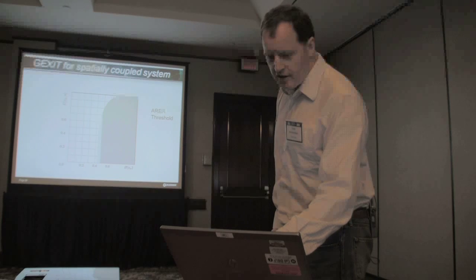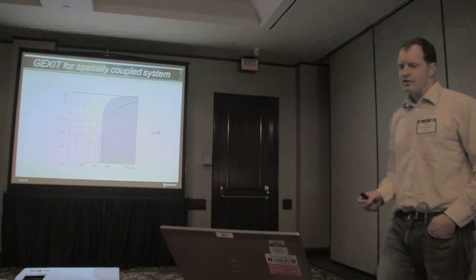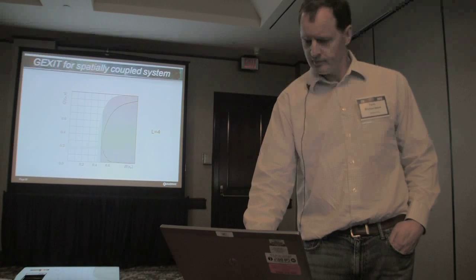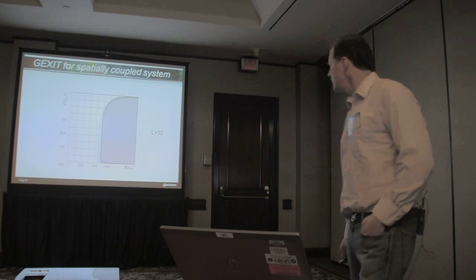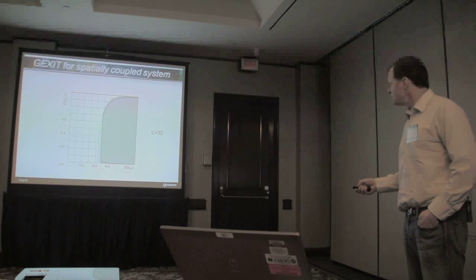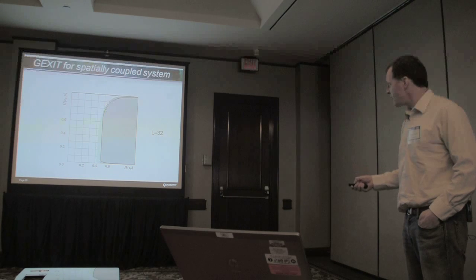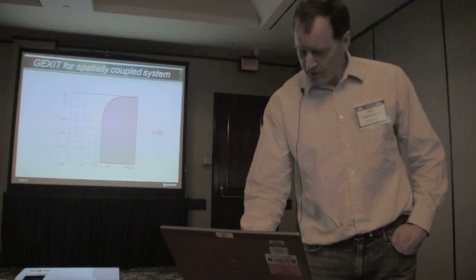Now we can look at the spatially coupled system for some set of parameters. So this is L equals 4, 8, 16, 32. And you can see what seems to be happening is that the curve seems to be converging to the boundary of the shaded region. And that's essentially what we need to prove.